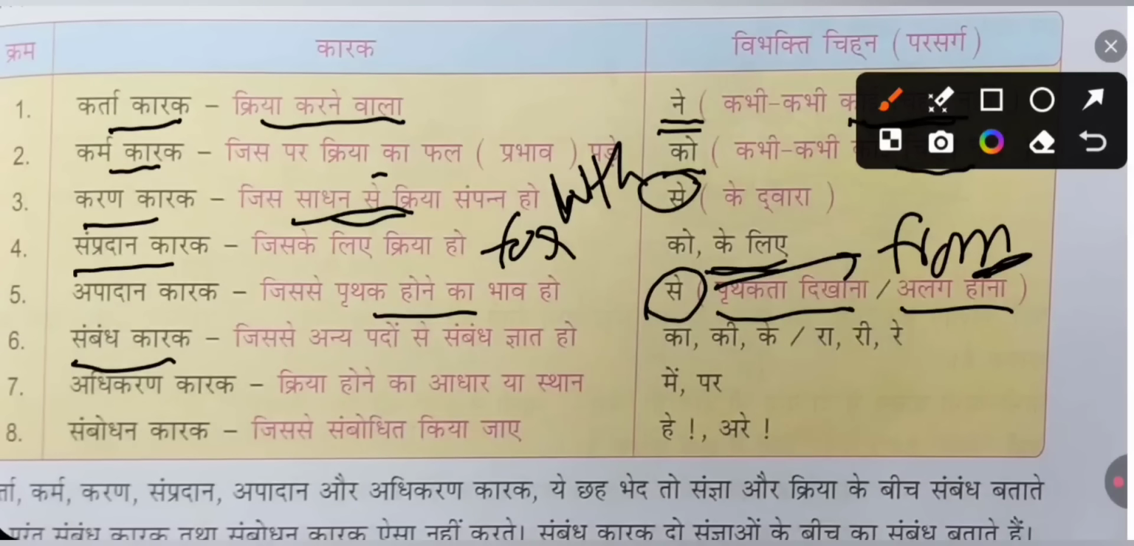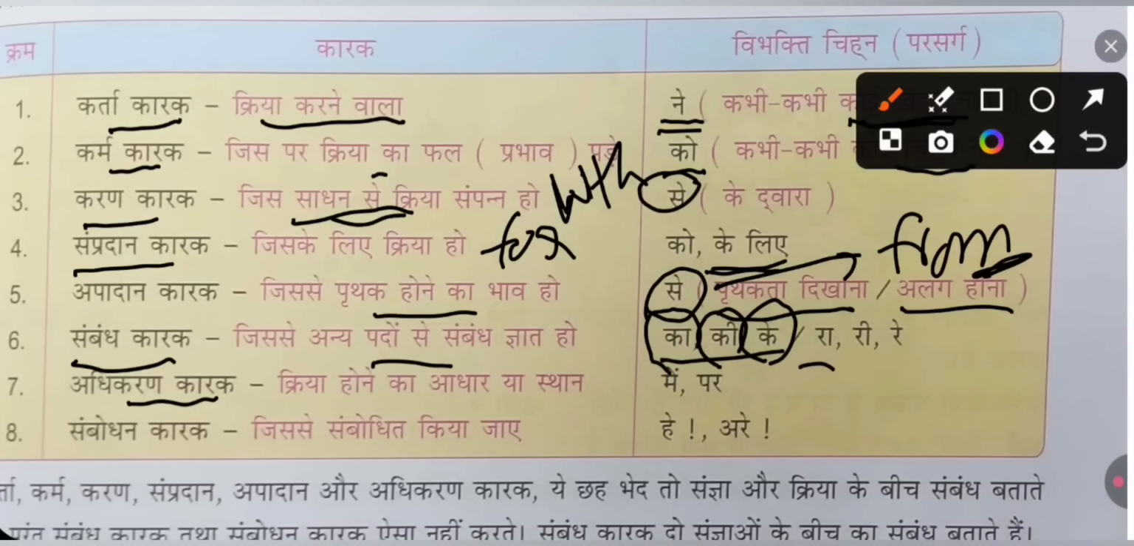Next is संबंध कारक, जिससे अन्य पदों से संबंध ज्ञात हो. We will be able to know how it is related to the other words of the sentence. So का, की, के, रा, री, रे. So का is used for singular masculine, की is used for singular feminine, and के is used for the plural form. In the same way, मेरा, मेरी, मेरे. मेरा is for the boy singular, मेरी is for the girl singular, मेरे is in the plural form.